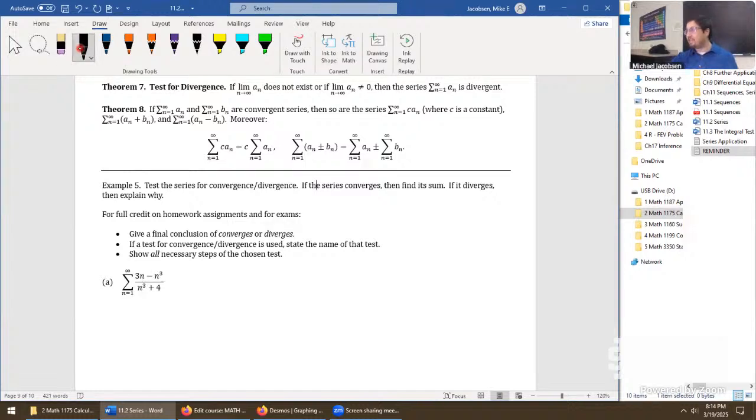Here's what it looks like. We have to say the name of the test. I need to know that you know what the test is, and it also helps me apply partial credit as well. If you misapply the test, but you're doing the right things for that test, that's how I could apply partial credit. We could just say it right here. Test for divergence.